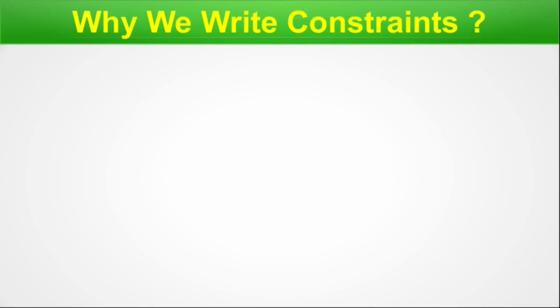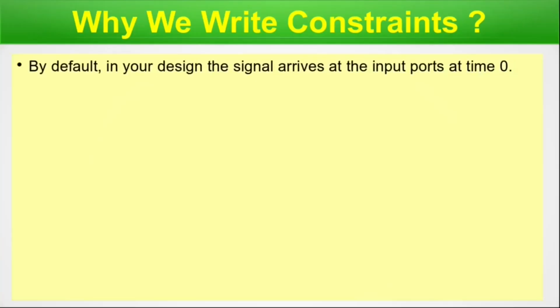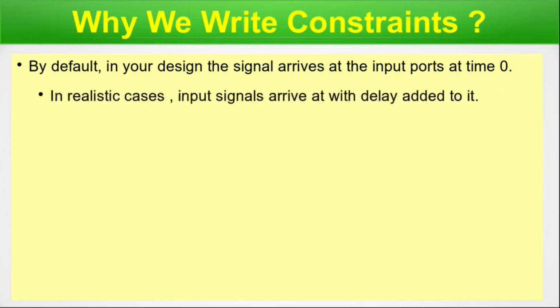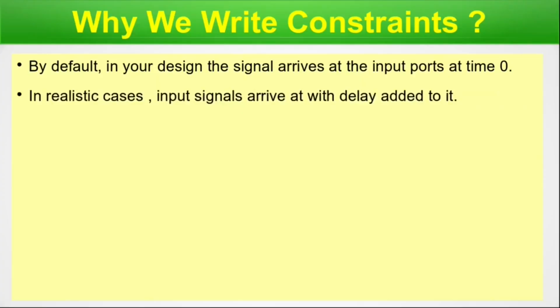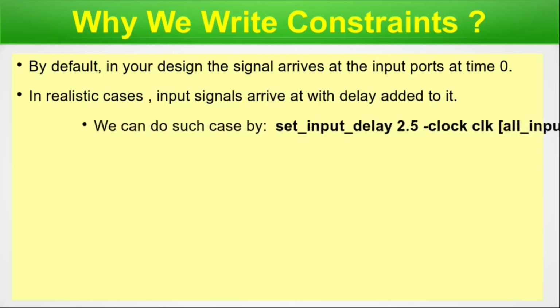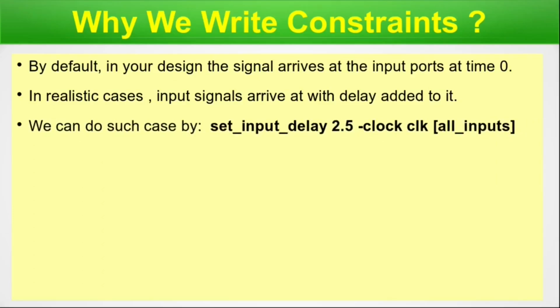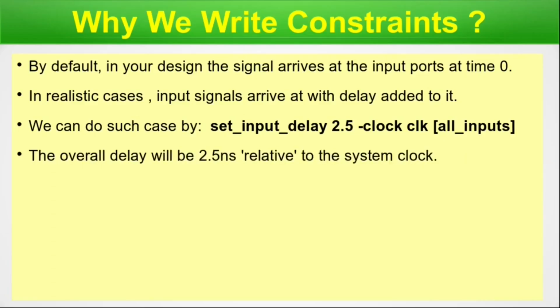Why do we write constraints? Theoretically, I have already explained that the constraints make a realistic boundary for the ideal netlist during the simulation. We do this in bits and pieces. Let me walk you through such cases as an introduction. By default, in your design, the signal arrives at the input port at time equal to 0. In realistic cases, input signals arrive with a delay added to it. We can do this with set_input_delay. We give a value here, 2.5. Then we mention for which clock, that is -clock CLK, and for all inputs. The overall delay will be 2 nanoseconds relative to the system clock.